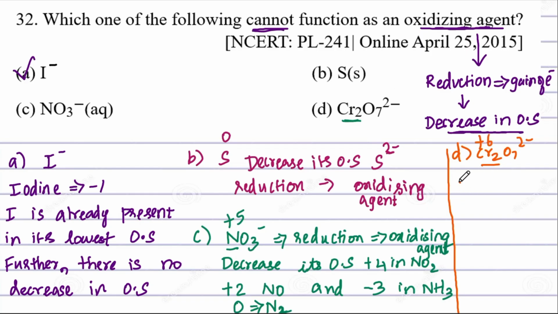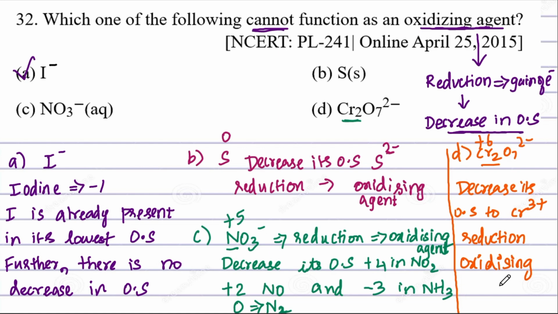This chromium also can decrease its oxidation state to +3 in Cr3+. So, chromium also undergoes decrease in oxidation state. So, it means chromium also can undergo reduction in this +6 oxidation state. So, Cr6+ will show oxidizing property. So, it will act as oxidizing agent. So, the other 3 options can act as oxidizing agent. Iodine alone cannot undergo reduction. So, it cannot act as an oxidizing agent.